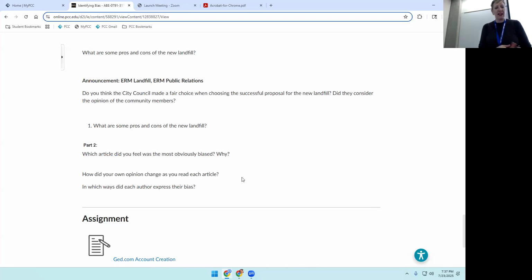So what did you think? Could you identify particular bias language from the first article? What did he say that made it biased? Unfortunately, that's a good one. What else? Anything else trying to evoke emotion from us?